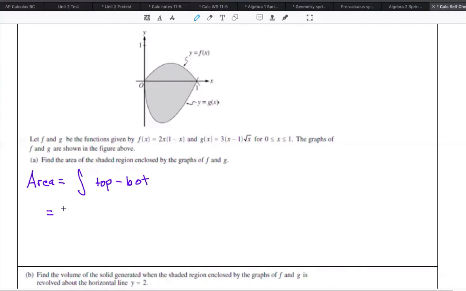So our integral is going to be the integral between 0 and 1 of this. I'm just going to be lazy here. I'm going to say f of x minus g of x. You don't have to write out the entire formula again. You just have to show your work. So this is me showing my work. f of x minus g of x quantity dx.